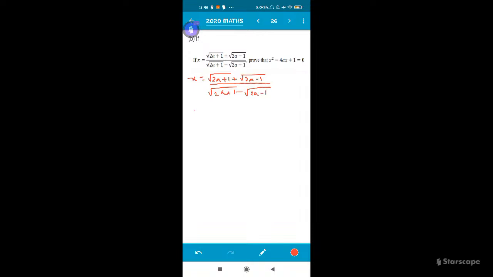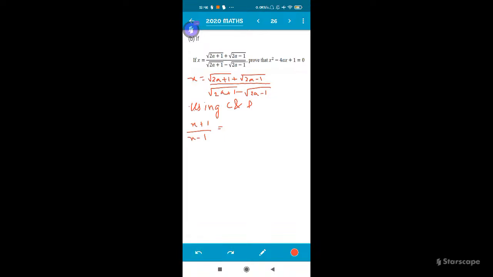Now if we use componendo and dividendo, we will have x plus 1 divided by x minus 1 is equal to, don't forget to use componendo and dividendo on both the sides. It's not that you have to just use it on the right hand side, you also have to use it on the left hand side. So in the left hand side we had x by 1, so x plus 1 divided by x minus 1 is what you are going to get after applying componendo and dividendo.